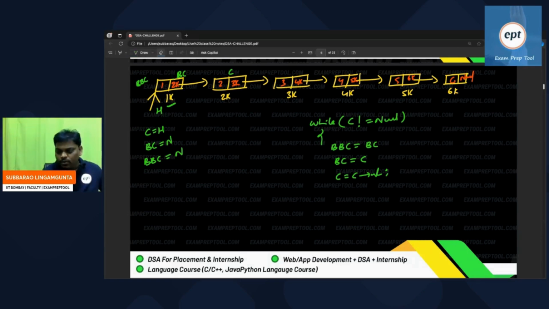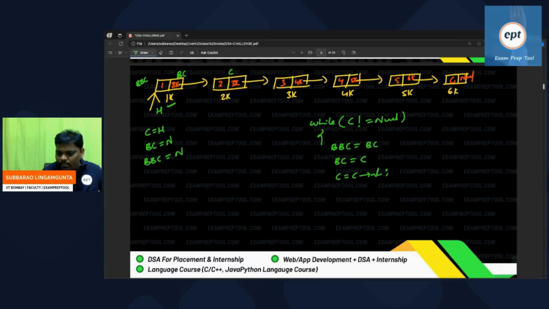Current not equal to null. Come inside. Do this code. Before current is equal to before current, which is going to be null. Next one, before current is equal to current, which is going to be 1000. Current is equal to current next. This is the setup. Afterwards, you have to reverse. See, this is the actual reverse code.